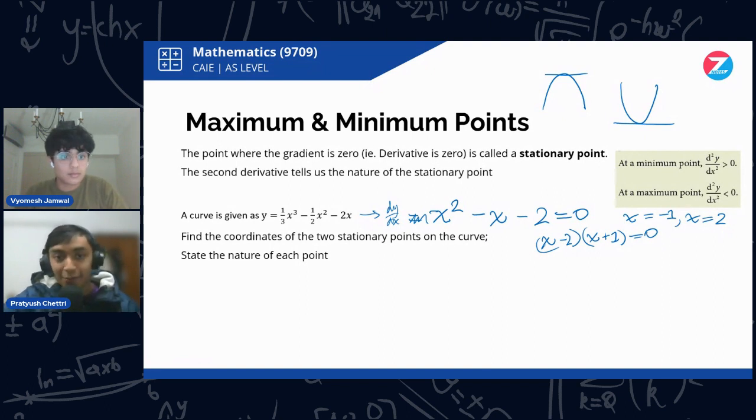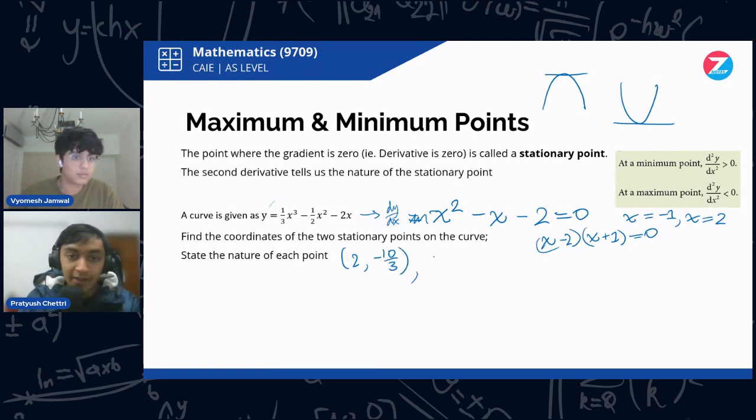But those are only the x values of the stationary points. I need the y coordinate, x and y for the coordinate. So I can plug that into, oh, why did I make such an awkward equation? 2 cubed minus half times 2 squared. I'm basically plugging in 2 into my y equation here. Minus 2 times 2. So one of the points is 2, minus 10 by 3. That's a really weird number. And then the other point is minus 1. What's the y value? Minus 1, 7 by 6. Odd. Okay, these are my two coordinates of the stationary points.